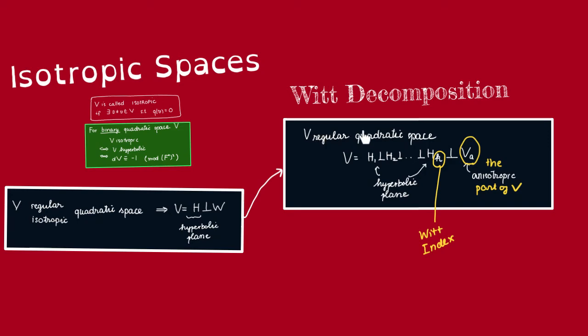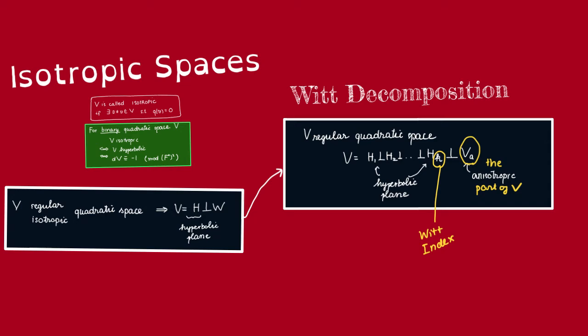Thus, given any regular quadratic space, if it's already anisotropic, then we're done. If it's not, if it's isotropic, then we use this proposition to get out a hyperbolic plane part. And then we apply that proposition again to W to get out another hyperbolic plane until we get to an anisotropic part. But wait, why does the proposition apply to W? Why is W a regular quadratic space? Actually, in general, if we have an orthogonal decomposition of a regular space, then each of the components must be regular, and let's see why.